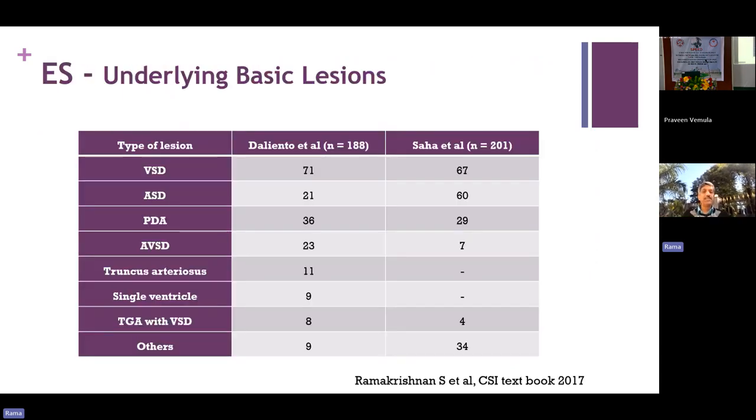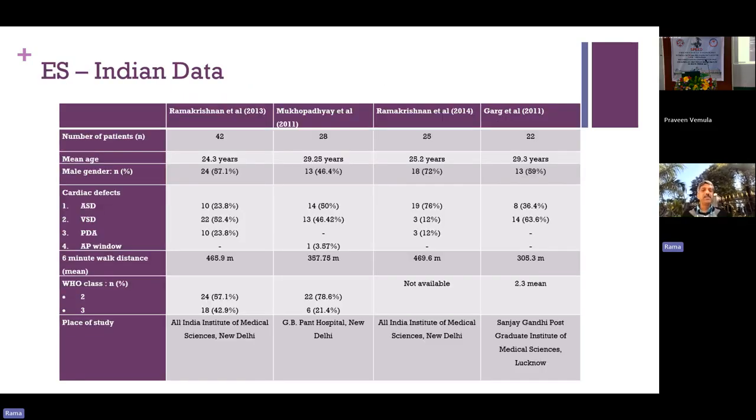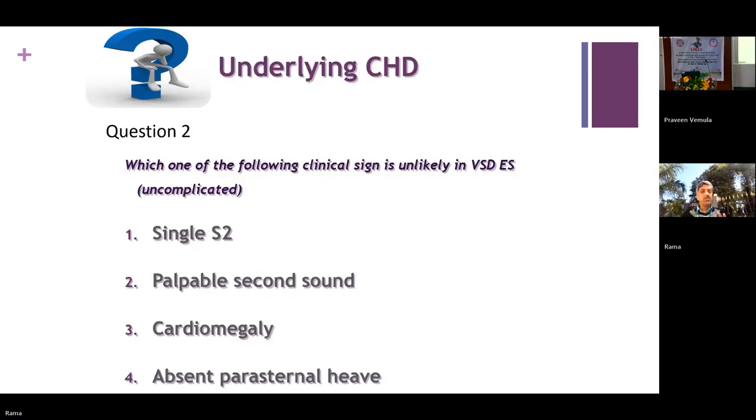So these are the underlying lesions. What are the commonly found underlying lesions? More often than not, it is VSD. Rarely it can be PDA and then ASD. So which clinical sign is unlikely in VSD Eisenmenger syndrome? Single S2, palpable second sound, cardiomegaly, or absent parasternal heave.